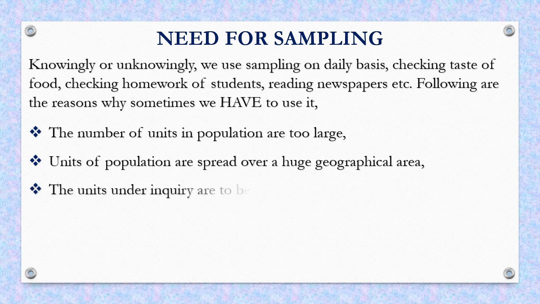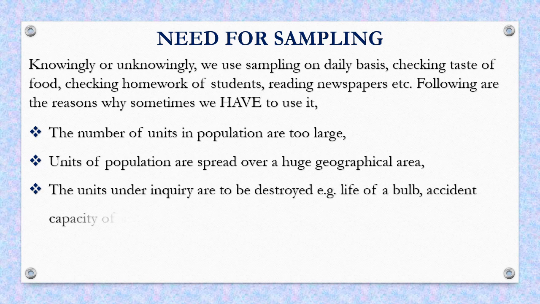The units under inquiry are to be destroyed. Examples: life of a bulb, accident capacity of a car, testing curry while making food, etc. The life of a bulb can only be recorded by lighting it for that many hours. That means if I am buying a bulb and the average life written on the box is 10,000 hours, they have tested that bulb for 10,000 hours. But if they test that bulb for 10,000 hours, naturally I will get a fused bulb.